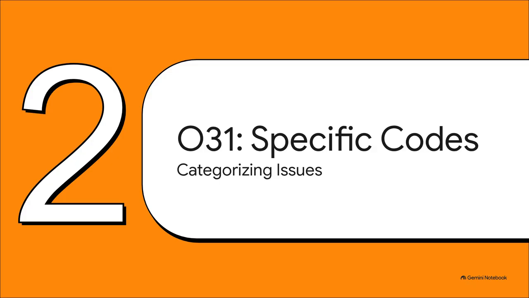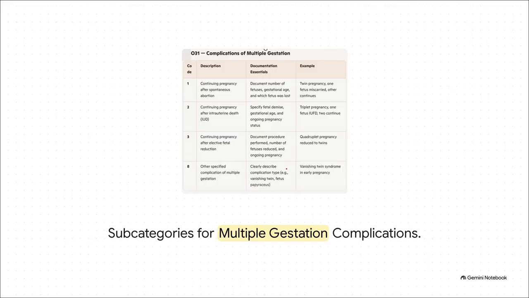Let's shift gears to Section 2, O31 complication-specific codes, where we categorize those multifetal issues. This is where we talk about acute issues happening specifically because the patient is carrying more than one fetus. Let's break down these O31 subcategories. O31.1 is what you use for a continuing pregnancy after the spontaneous abortion of one or more fetuses. So, say a patient miscarries one twin but the other continues to develop normally, this is your subcategory.